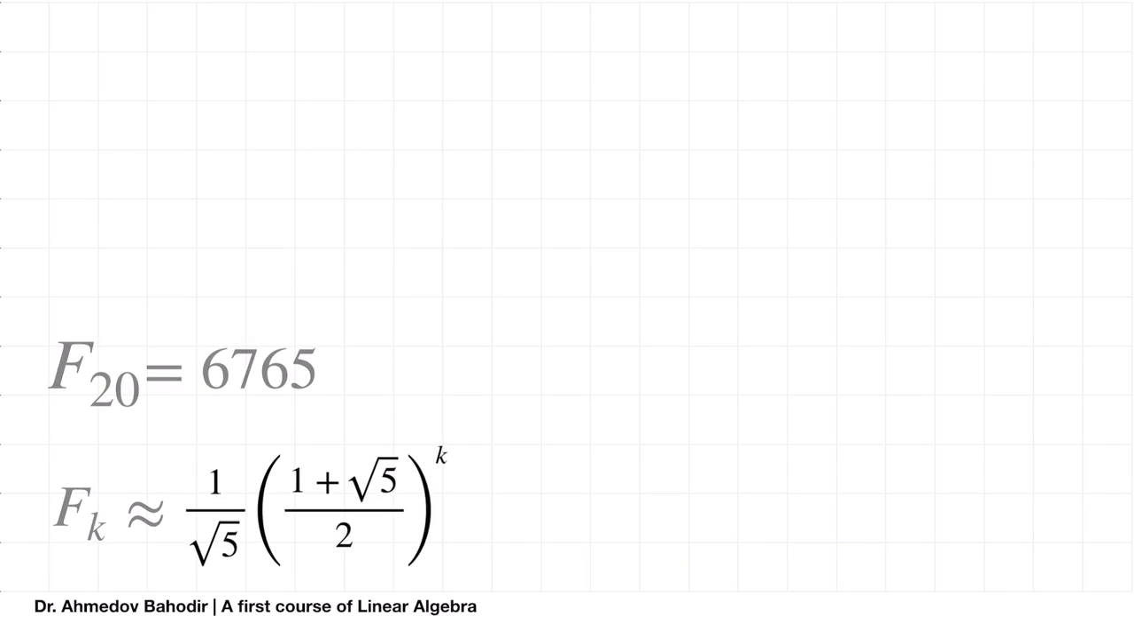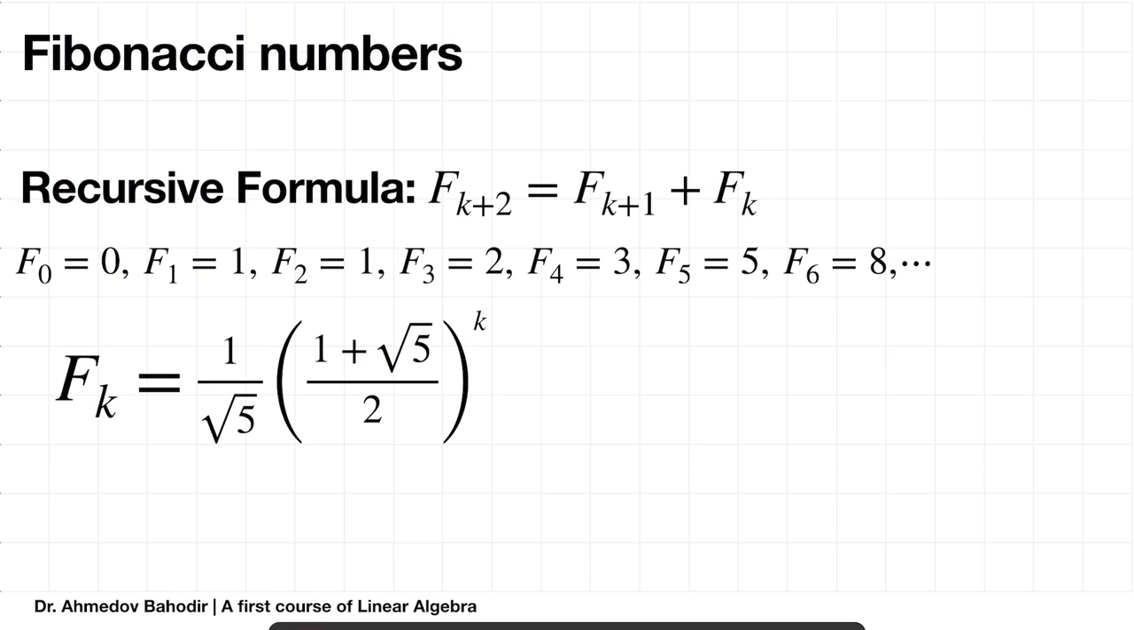So in general, we can find the Fibonacci numbers using the recursive formula by finding all of the previous numbers, or the previous two, or we can find the k-th Fibonacci number using this closed formula, which has been obtained using the diagonalization of matrices.